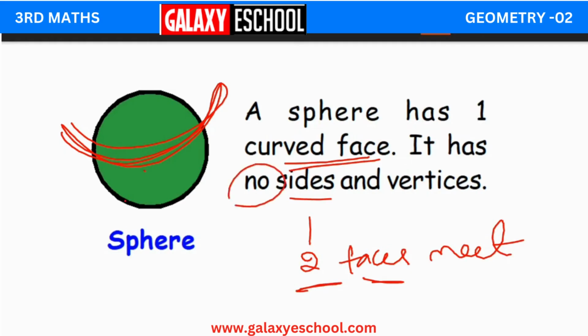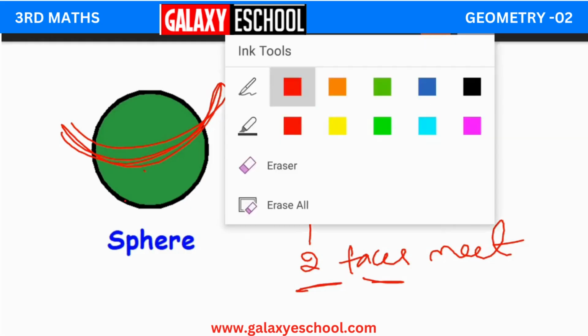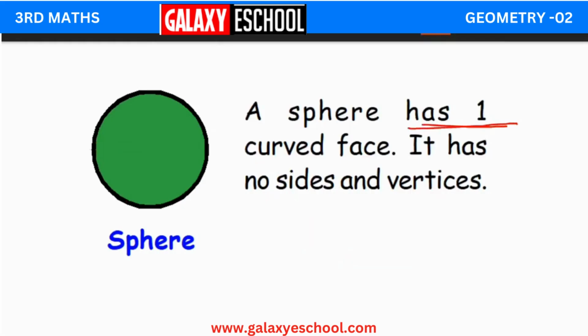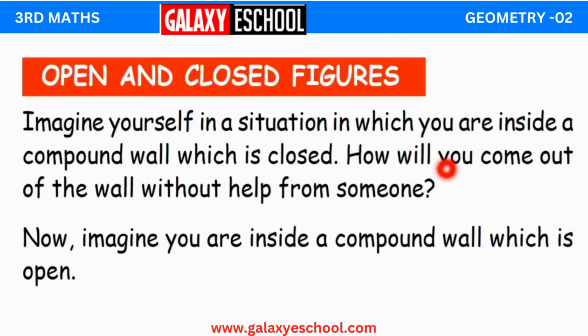So sphere has no sides, and in the same way, as it has no sides, it has no vertices. Is this clear, children, about sphere? Sphere has only one curved face. When it comes to sides and vertices, it has no sides and no vertices.